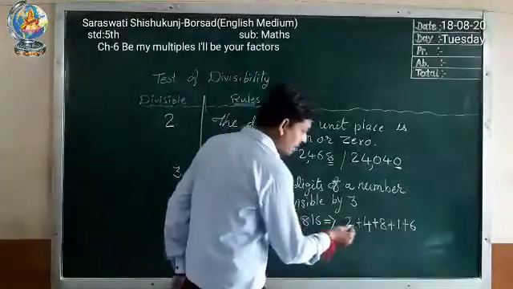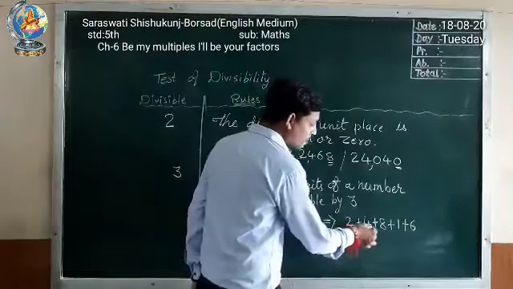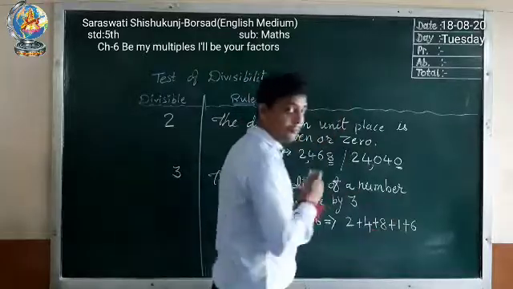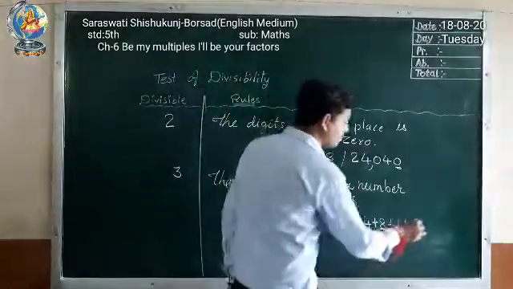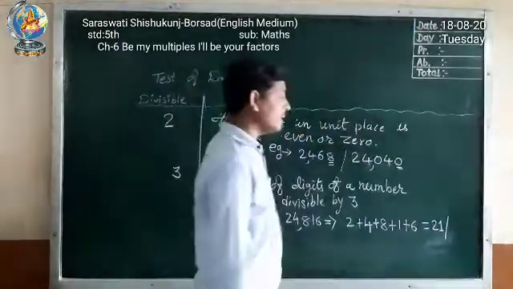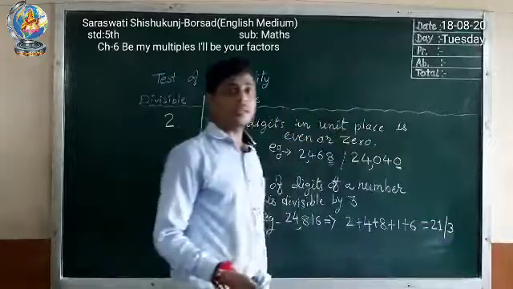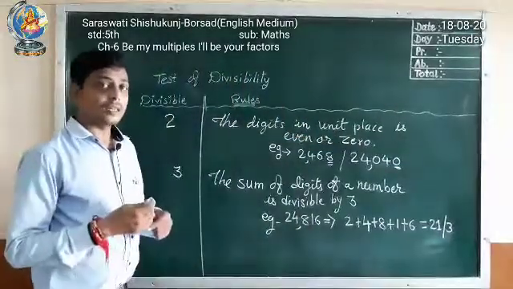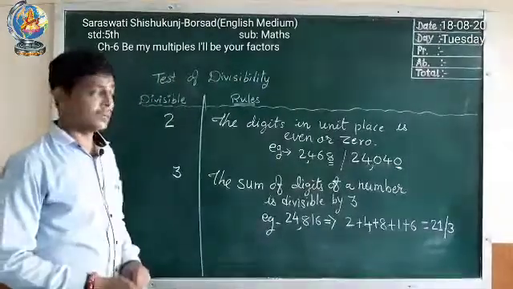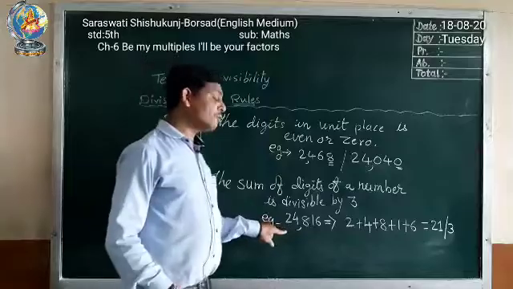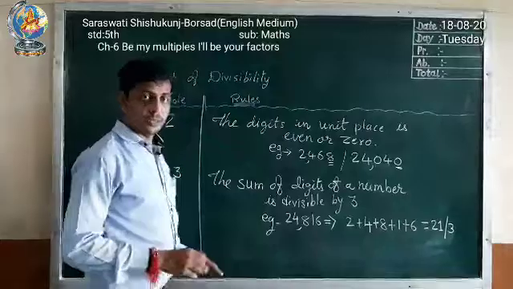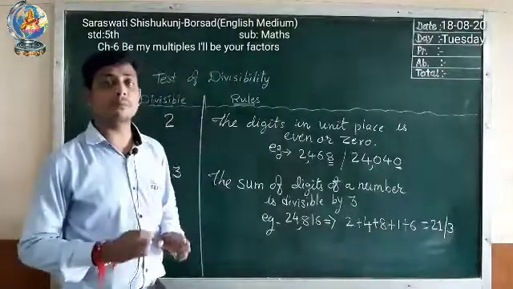So let's do it. 2 plus 4 is 6, 6 plus 8 is 14, 14 plus 1 is 15, 15 plus 6 is 21. Now we know that if we divide 21 by 3, 3 sevens are 21, so we get remainder 0. So we can say that 24,816 is divisible by 3. Understood the test of divisibility rule of 3?